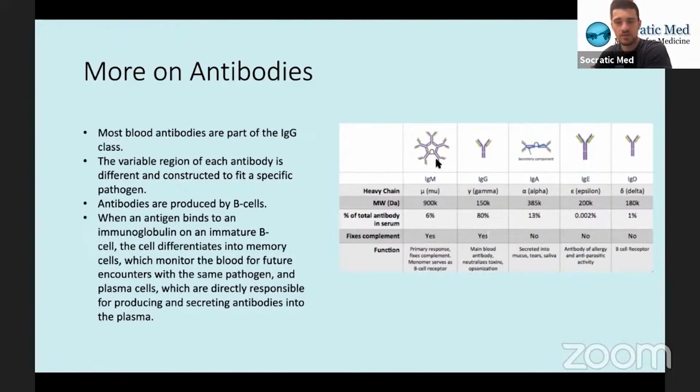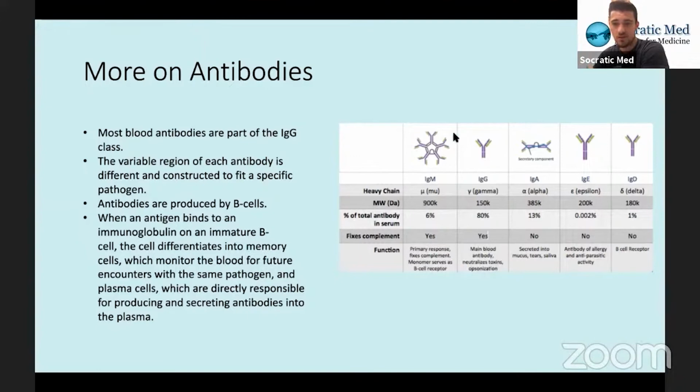The most important thing is just to understand that antibodies are separated into 5 classes, and it would probably be worth your while to at least recognize that IgG is the main one that we deal with. But I would definitely try to commit these functions to memory as well. So IgM: the primary response, fixes complement, monomer, serves as a B cell receptor. They are mostly B cell receptors, IgM antibodies.